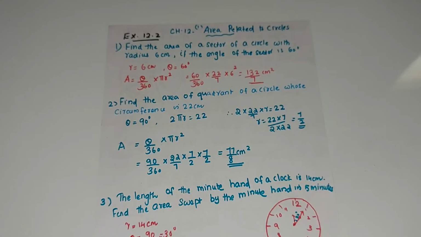Hi students, today I am going to explain the exercise 12.2. The chapter name is Area Related to Circles for Grade 10 NCERT textbook.